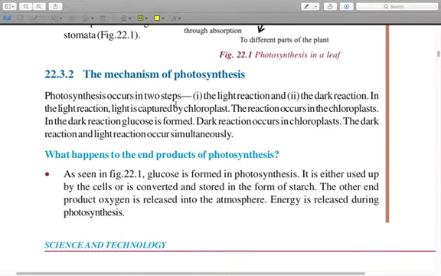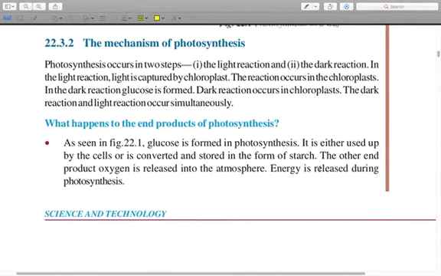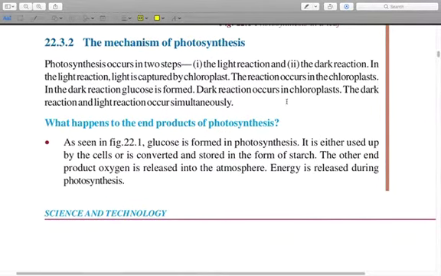So these are the two steps in which photosynthesis occurs. In the light reaction, light is captured and some molecules are formed, and further those molecules are converted into glucose. That is what is called the dark reaction. So the dark reaction occurs in the chloroplast as well. They occur simultaneously, at the same time.